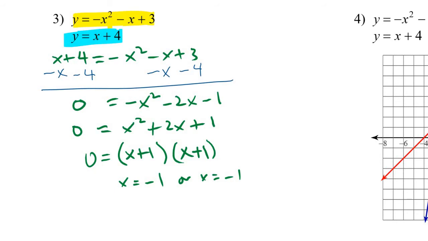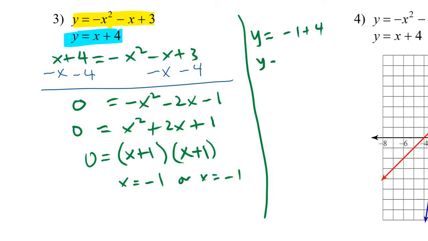We can go ahead and plug this single point that we have into the linear equation and see what happens. So we're going to plug it into y equals negative 1 plus 4, y equals 3. So the single point of intersection is at negative 1, 3.